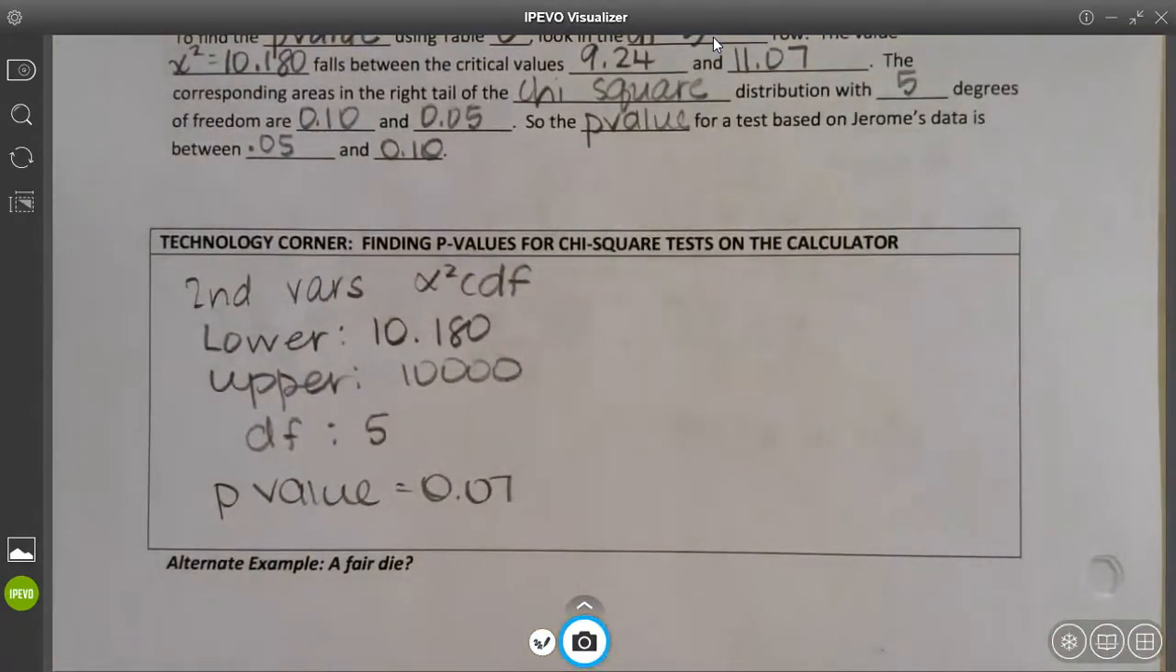Will you always make the chi-square value the lower value in that? Because we're doing the right tail. That's why.